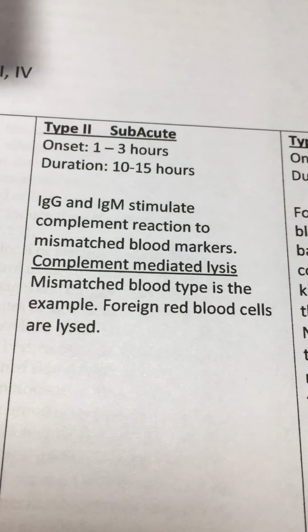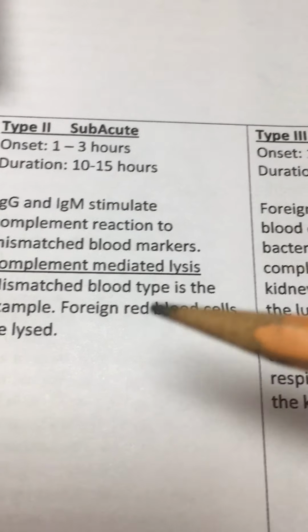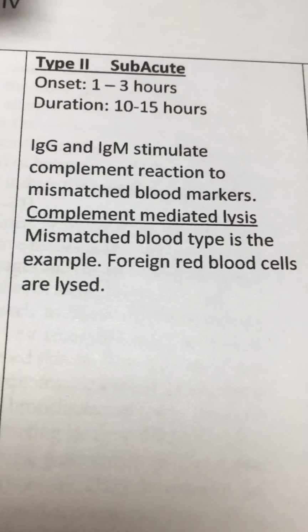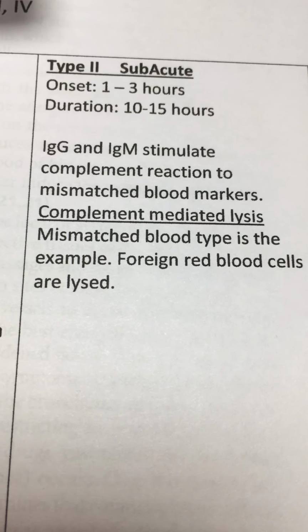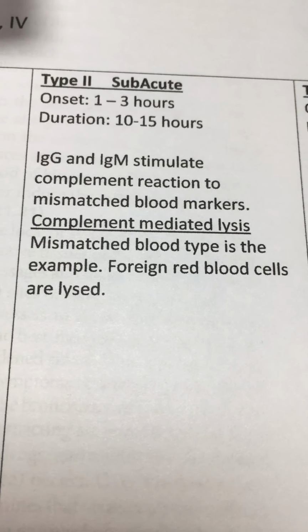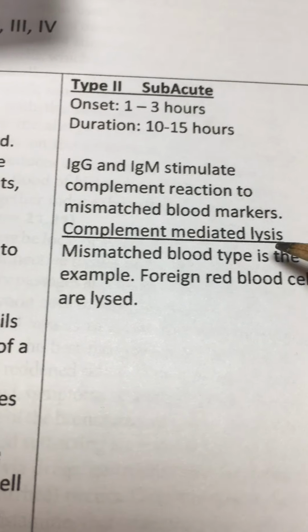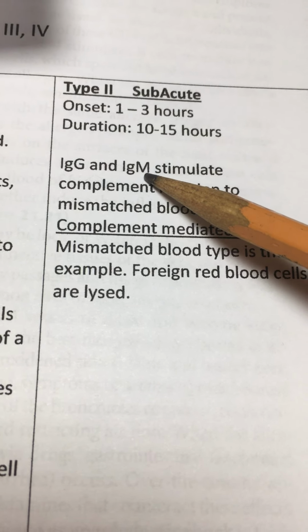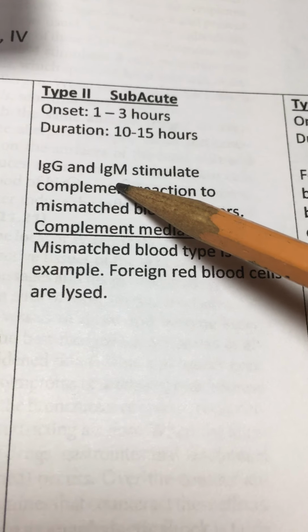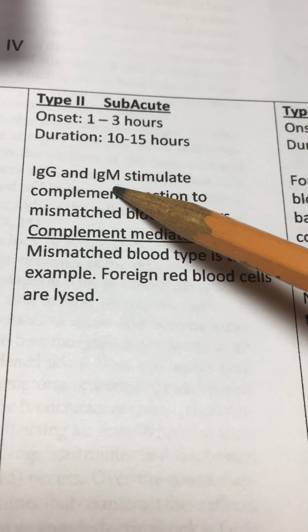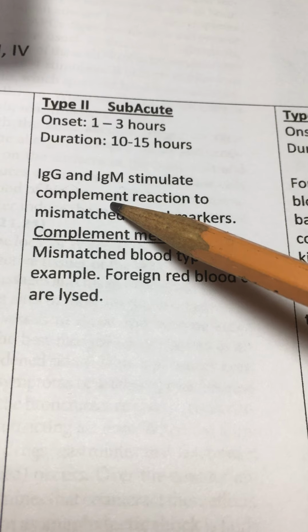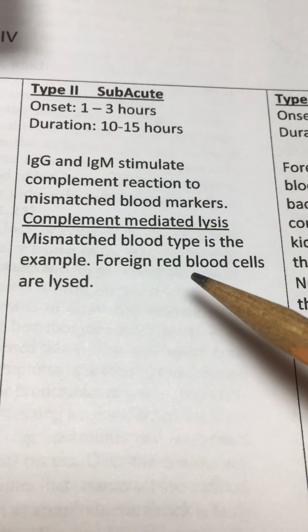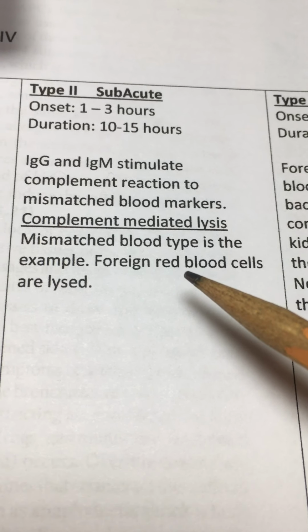They both have a duration of 10 to 15 hours, right? And then in the case of type 2 hypersensitivity, this is referred to as complement-mediated cell lysis. It's stimulated by IgG and IgM because those particular antibodies have handles which have activation sites for complement. When you activate complement, you get the membrane attack complex, right? And it basically lyses the cells.